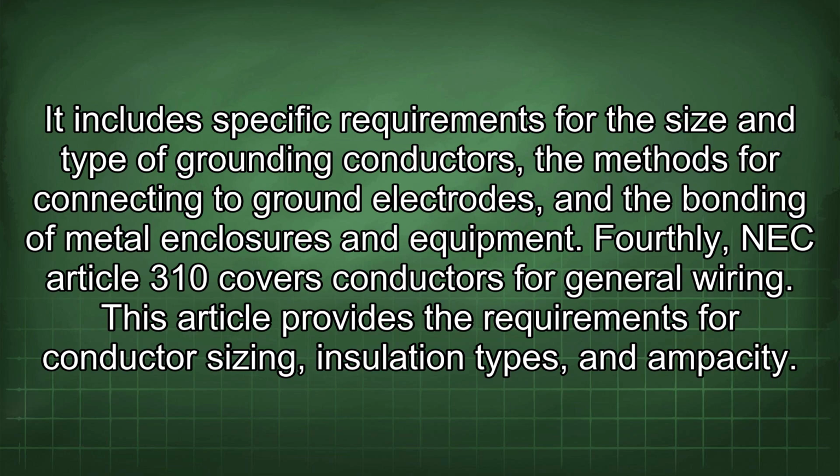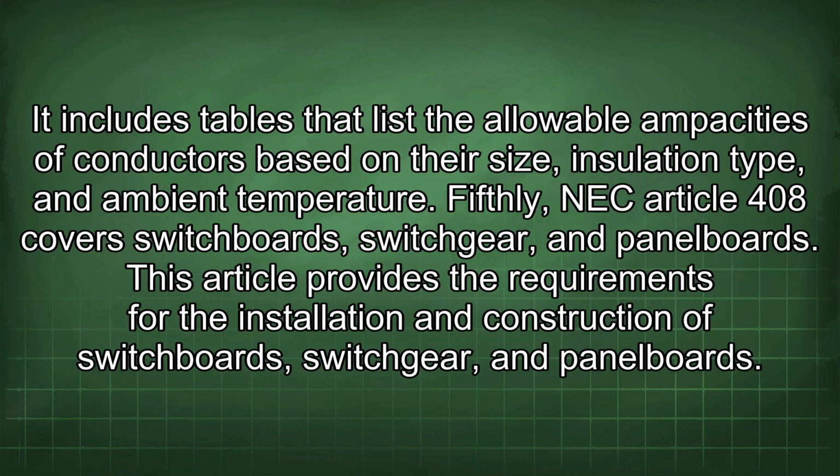Fourthly, NEC Article 310 covers conductors for general wiring. This article provides the requirements for conductor sizing, insulation types, and ampacity. It includes tables that list the allowable ampacities of conductors based on their size, insulation type, and ambient temperature.